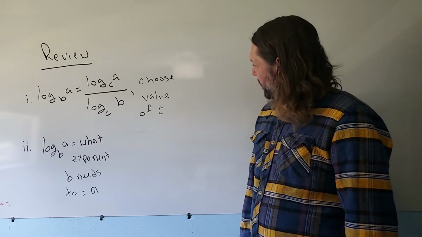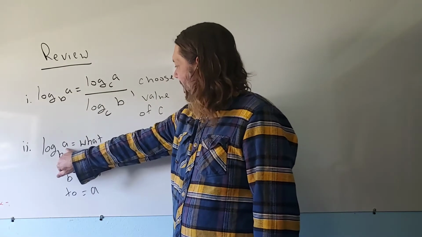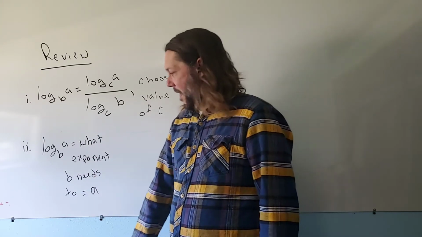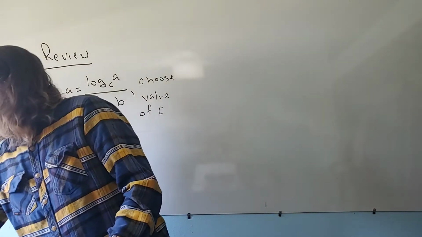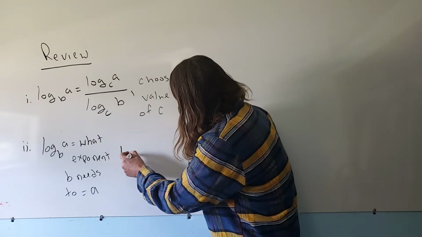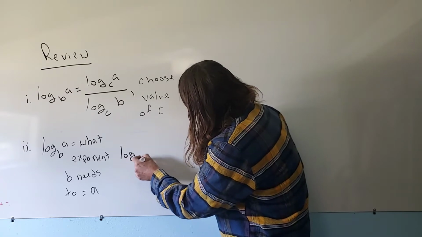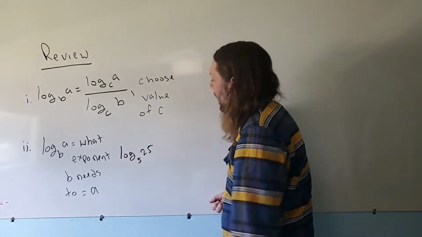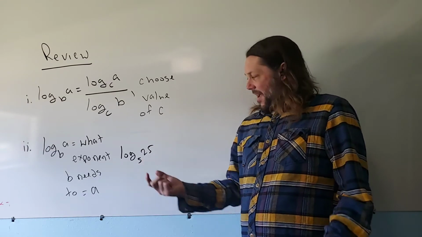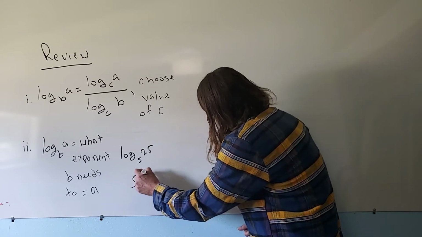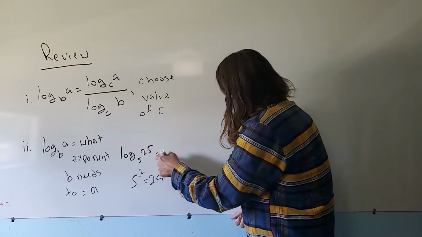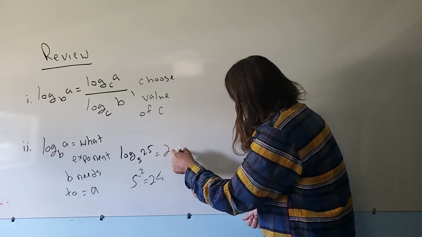I want to remind you that log base b of a is equal to whatever exponent b needs to equal a. A very simple example of this could be log base 5 of 25. The question would be, what exponent does 5 need to turn into 25? We know that 5 squared is equal to 25. So 2 is the exponent that 5 needs to turn into 25.